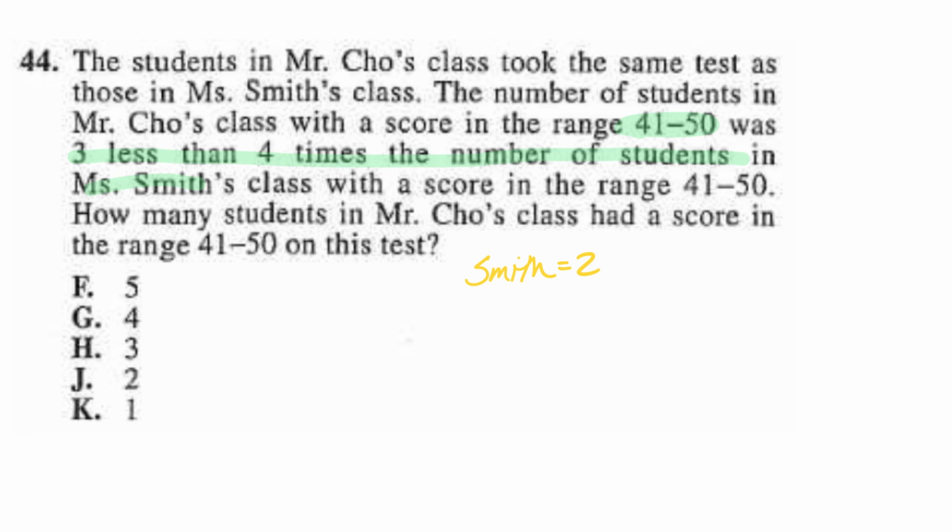And it tells us that Miss Cho's class is 3 less than 4 times Miss Smith's class. So since Miss Smith's class was 2, we multiply that times 4. That gives us 8. And we subtract away 3, and we get 5, which is F.